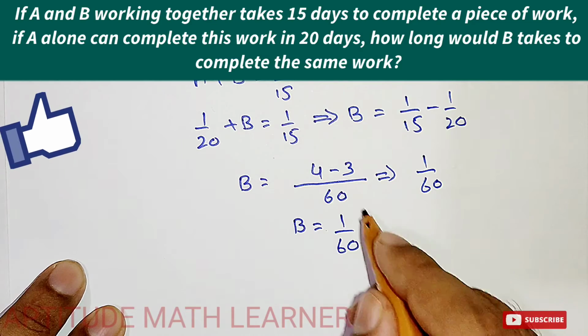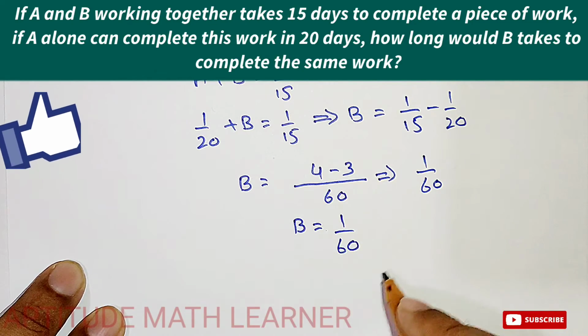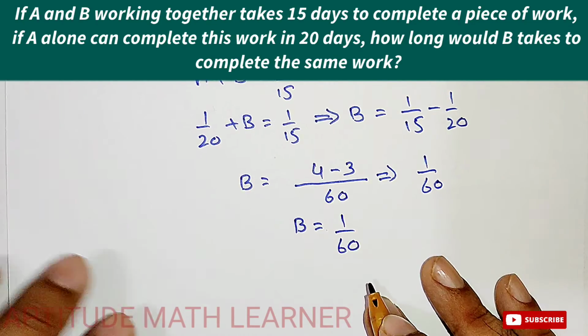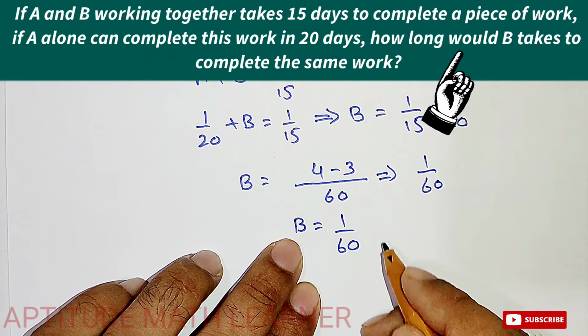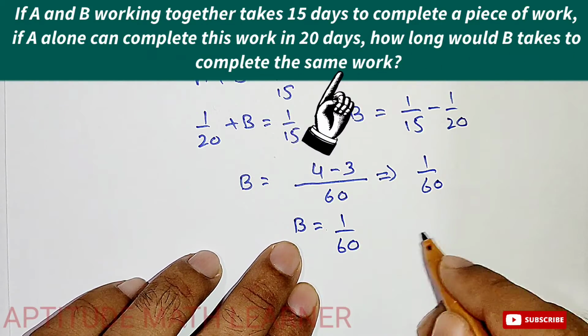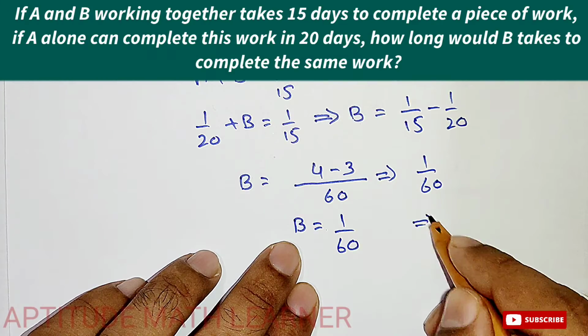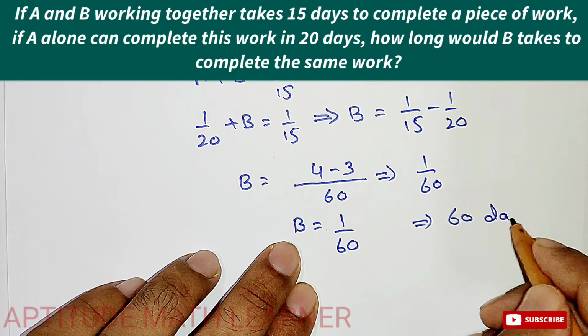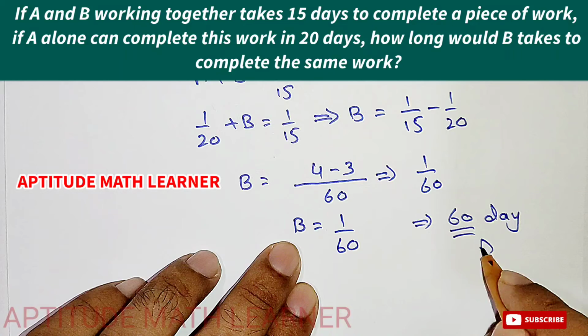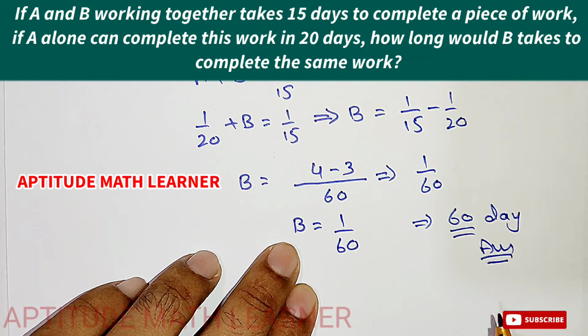So this represents the inverse of time. So B alone can complete that work in 60 days. So our answer is 60 days, and this is our answer. I hope you have completely understood.